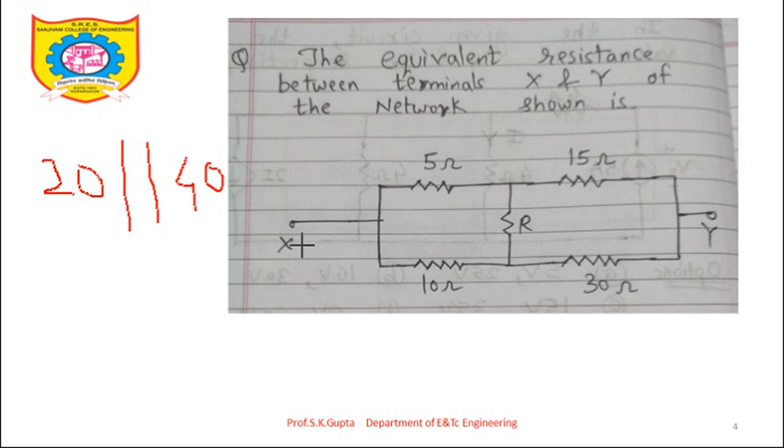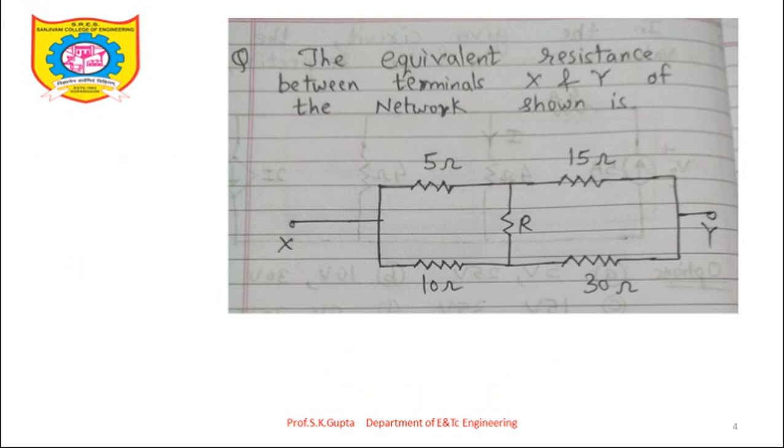So 20 parallel with 40: 20 into 40 divided by 20 plus 40. 20 into 40 means 800, divided by 20 plus 40, which is 60. So I think the answer is 40 by 3, which is 13.33 ohm.